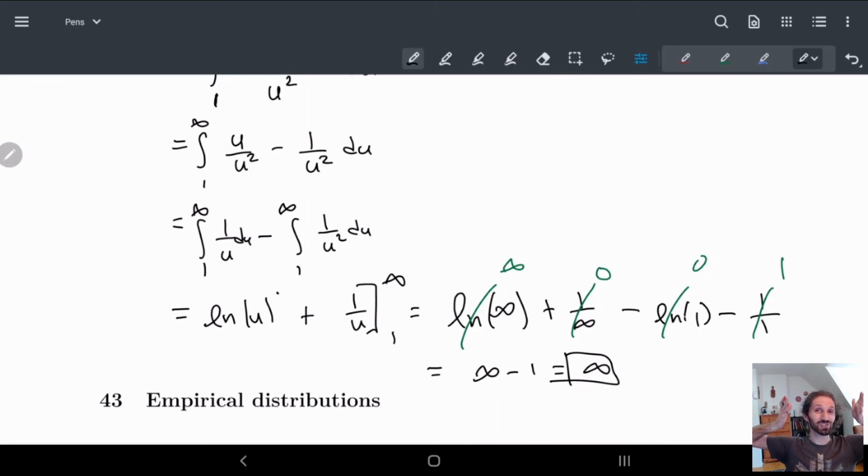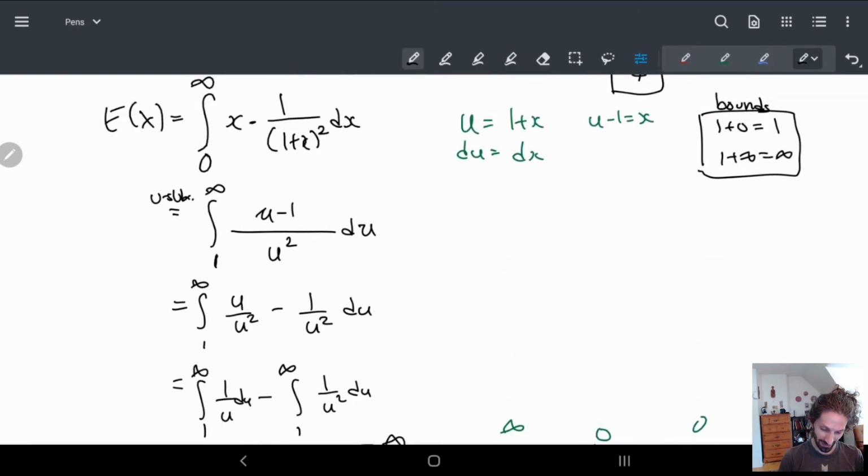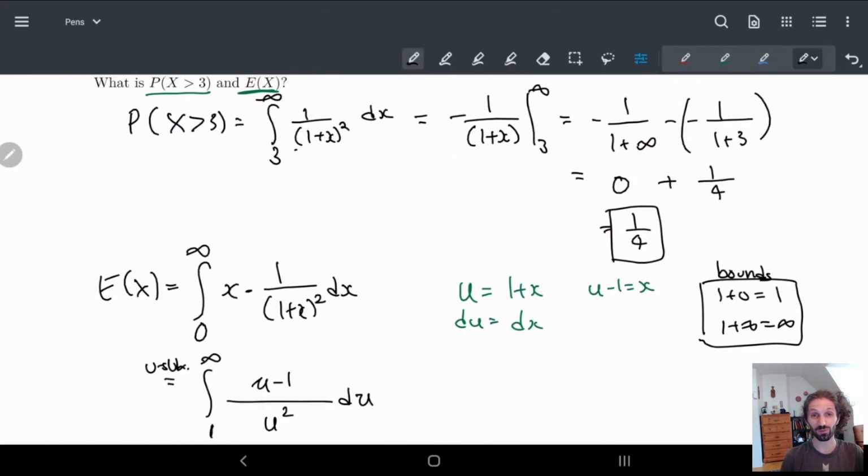Welcome to continuous distributions. Even though the probability is really small, we have a 1/4 probability that x is greater than 3, our expected value is infinity. Think on that. It's a little exciting. It's a little weird. Welcome to continuous distributions. It's bizarre.